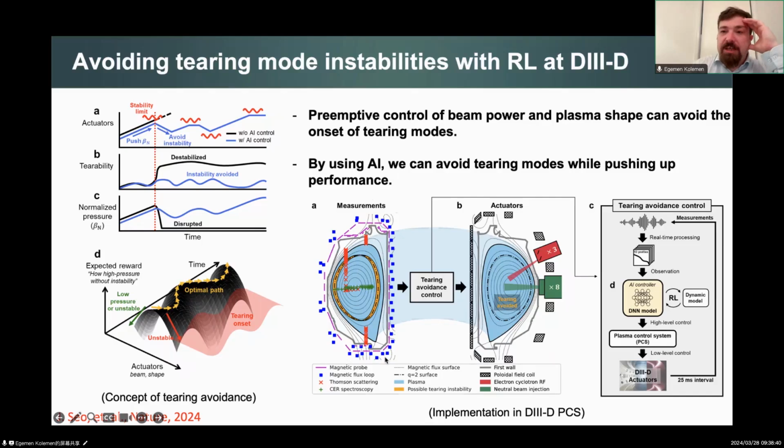So in real life, this is what it looks like. These are the measurements. We have all these diagnostics: magnetics, Thomson scattering, etc. And we have these actuators, which we control.